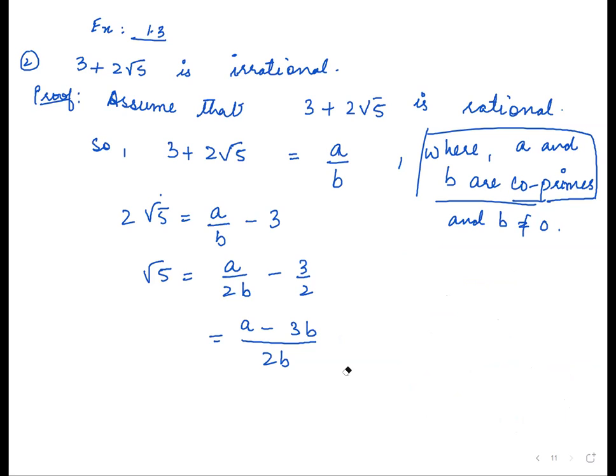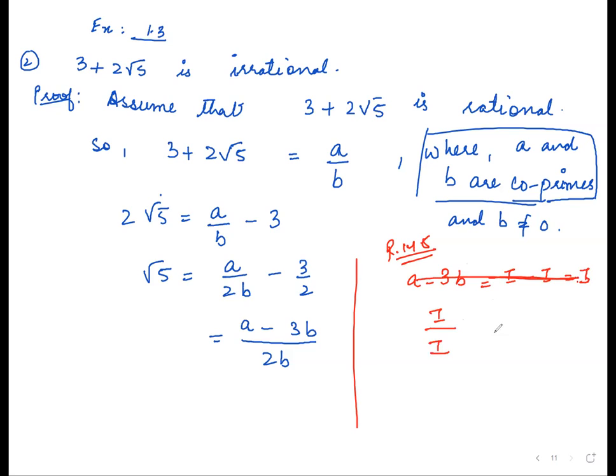Now look here. Look at the RHS again. Look at your RHS, try to understand this thing. So a minus 3b. That means you are subtracting an integer minus an integer, so basically you're going to get an integer, right? So in the numerator you have an integer, and similarly in the denominator also you have an integer.